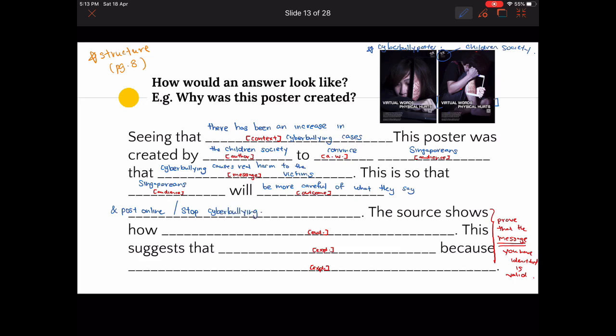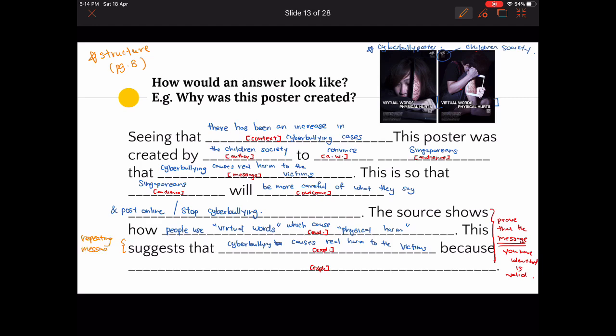So how do we know that this source is trying to convince Singaporeans that cyberbullying causes real harm? This poster itself shows how people use virtual words which cause physical harm. So what does that mean? This suggests that cyberbullying causes real harm to the victims. So if you all see over here, I'm actually repeating the message.